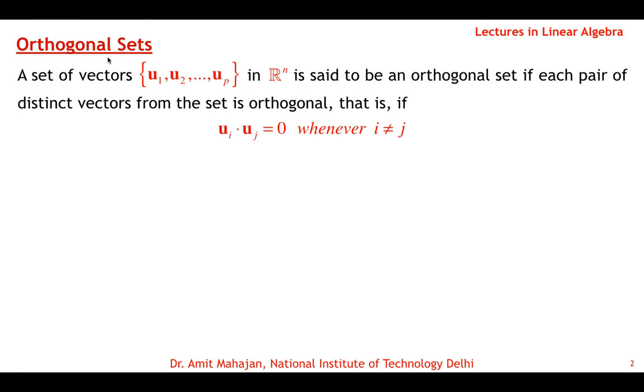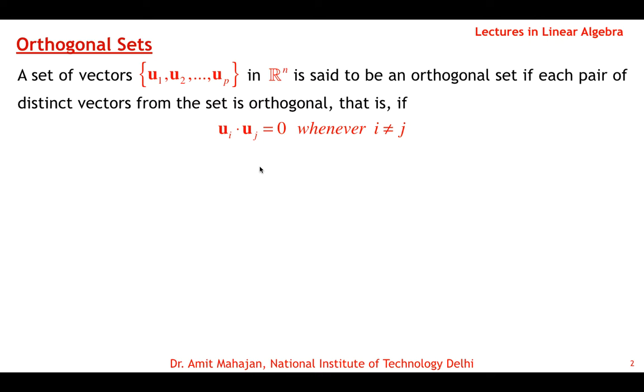An orthogonal set is a set of vectors u1, u2, up in Rn space, meaning each vector has n elements, and it is said to be an orthogonal set if each pair of distinct vectors from the set is orthogonal. That means if you take any two distinct vectors from the set, their inner product or dot product is exactly 0. That is, ui dot uj is 0 whenever i is not equal to j, where ui and uj are two distinct vectors from this set.